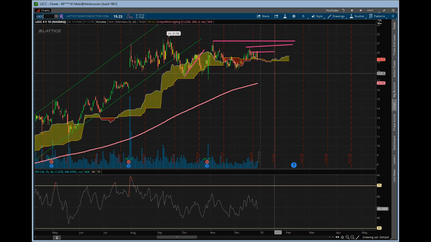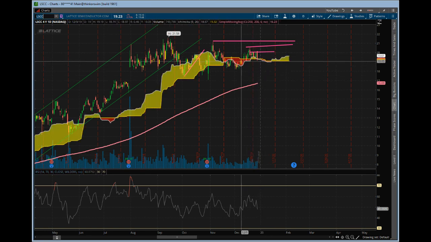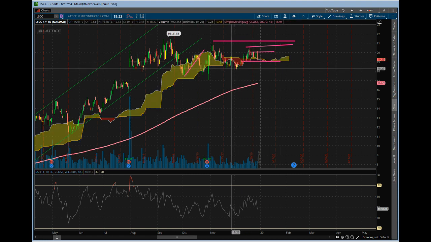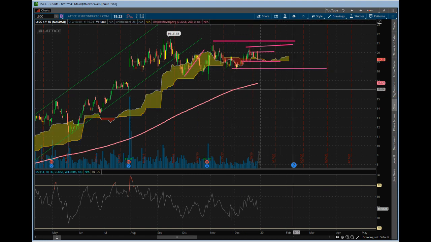LSCC. Yeah, breaking down a little bit here, right? So it couldn't get over those resistance levels and had a nasty day on Friday. Increased volume with a very, very bearish candle. It's got some support levels right here, but below that, it could start to test a little bit lower. So it's looking pretty weak right here, but it's at some support. So something to look at.